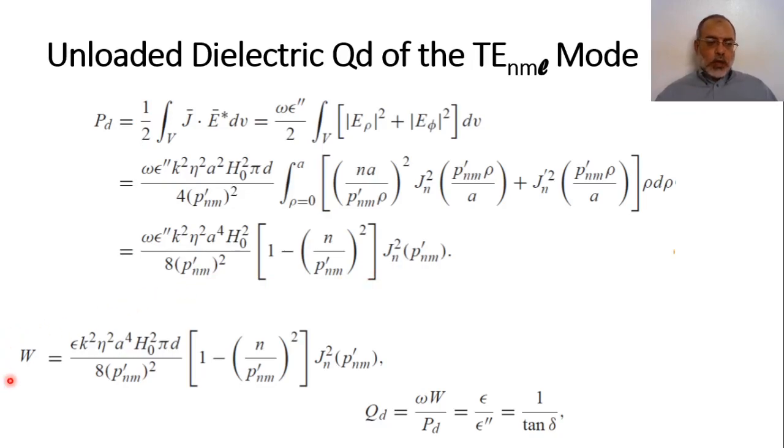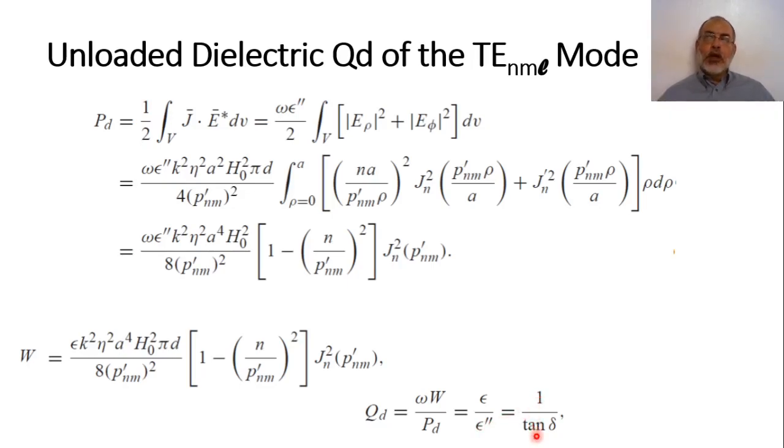We have already calculated the stored energy. So from the stored energy and the dielectric loss, we can calculate the quality factor due to the dielectric loss as omega multiplied by the total stored energy over the dissipated power P_D. So we are going to multiply this by omega and divide it by P_D, we find that the result is simply epsilon over epsilon double dash, which is 1 over tan delta.